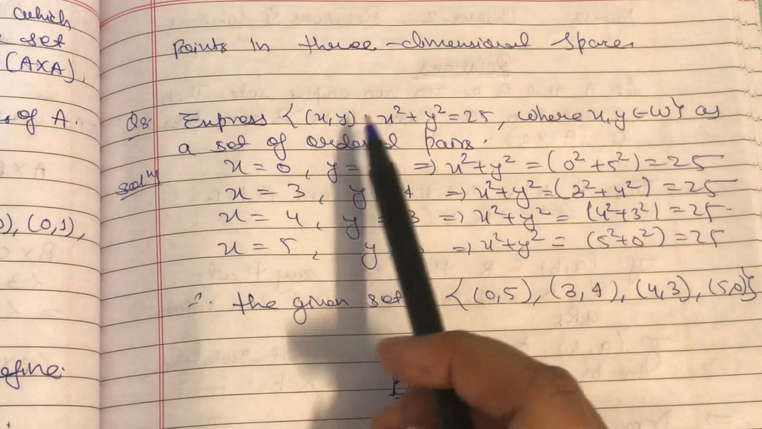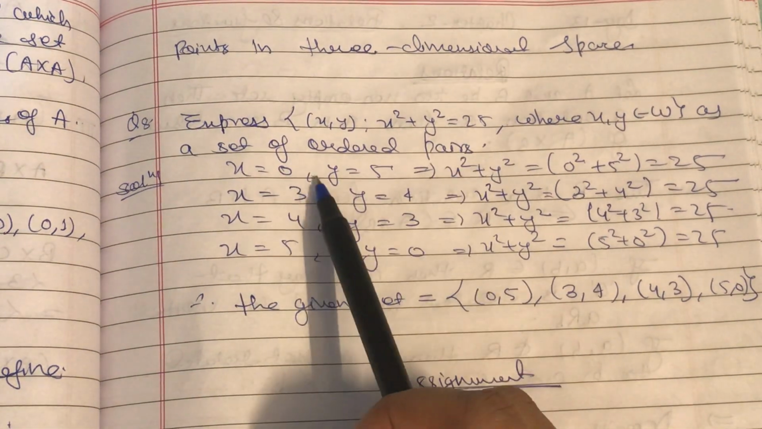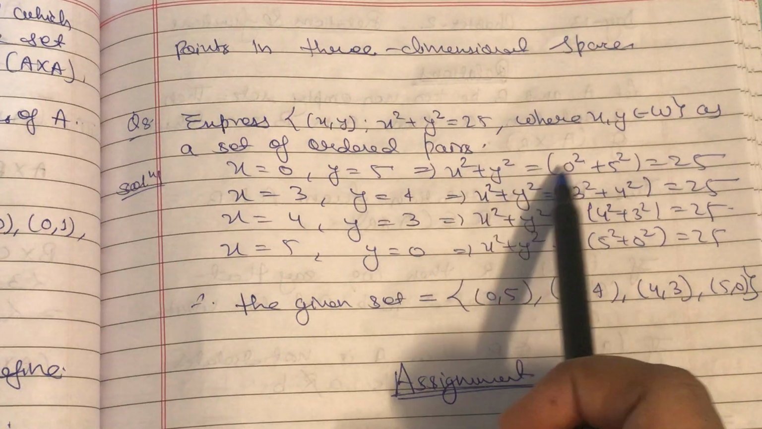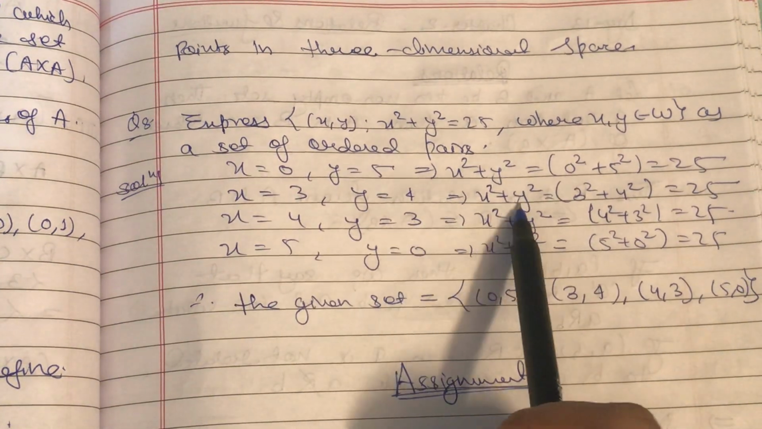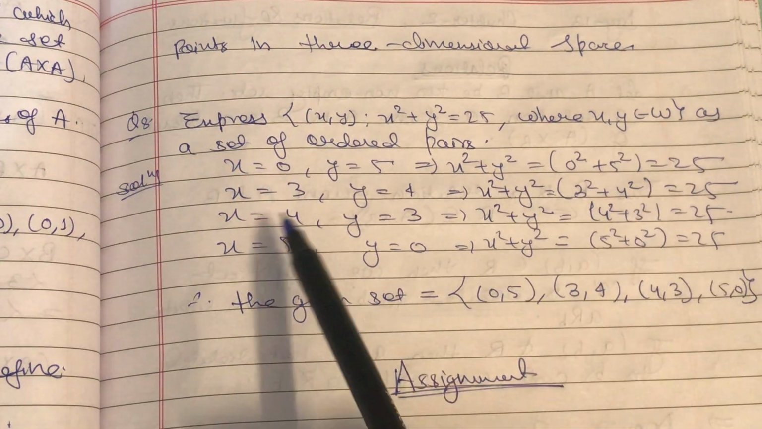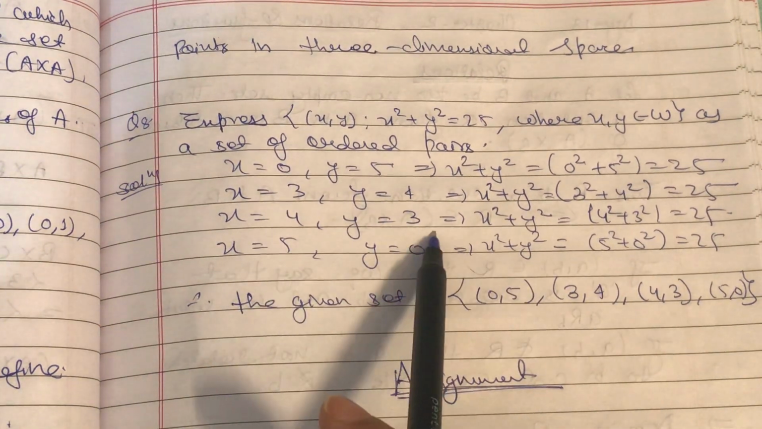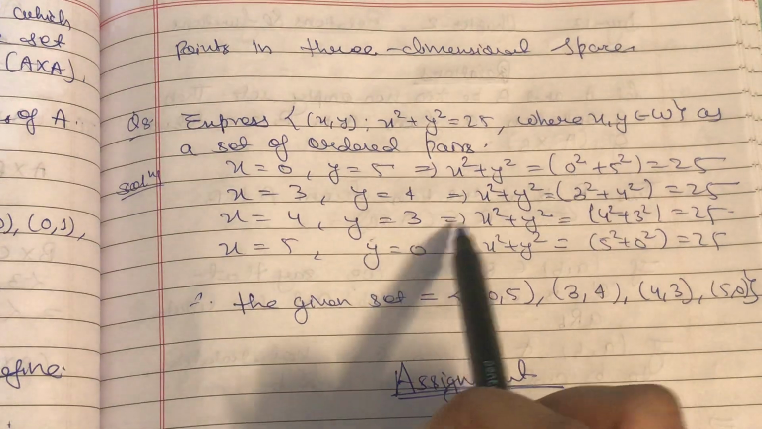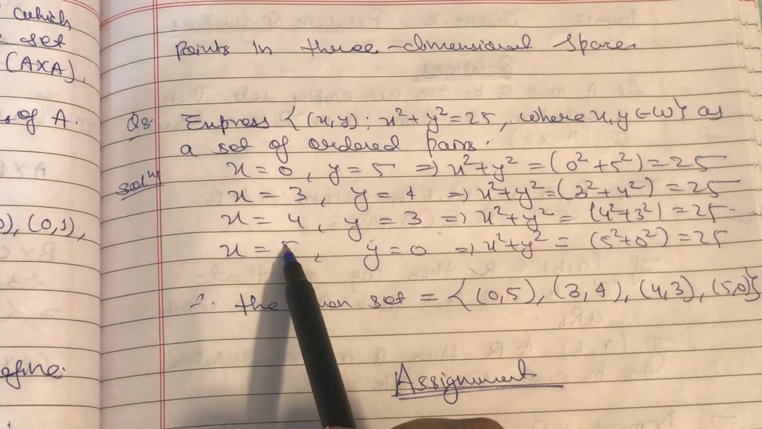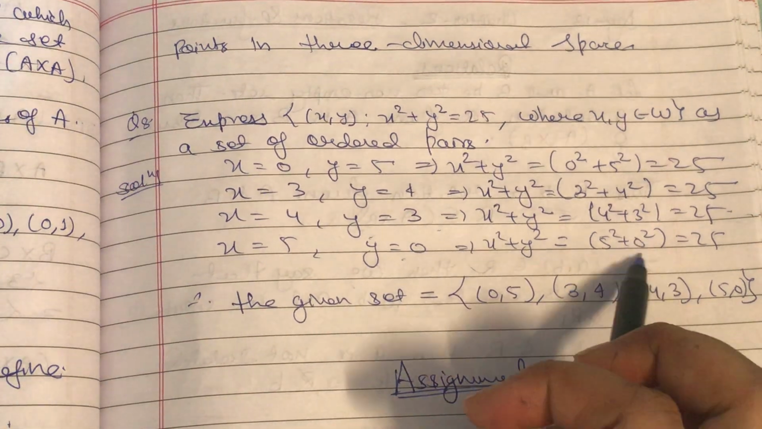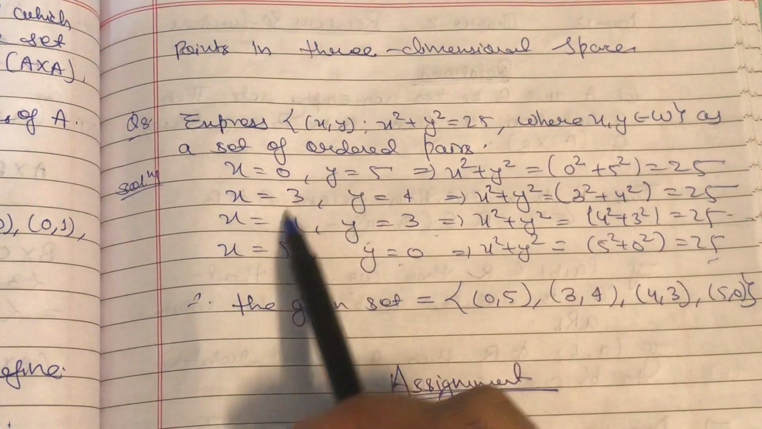For example, here I have considered x equals 0 and y equals 5. Then definitely x squared plus y squared is equal to how much? 25. For x equals 3, y equals 4, it's also going to satisfy the equation. Another pair, I have just reversed the ordered pair, that is x equals 4 and y equals 3. So the answer is this. And here also, if I consider x equals 5 and y equals 0, the answer again is going to be 25. So these are the 4 possible pairs.